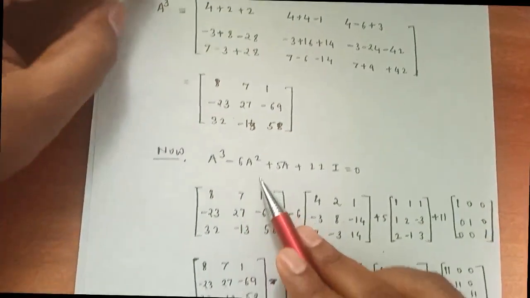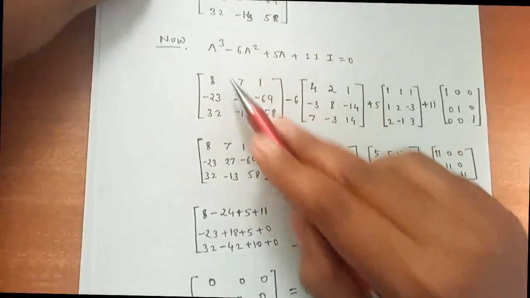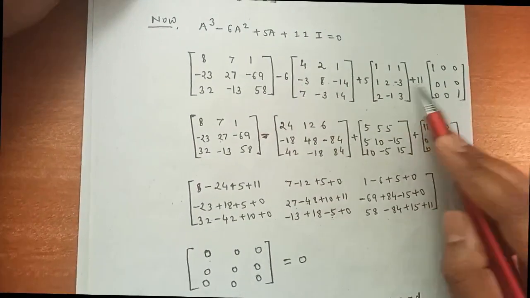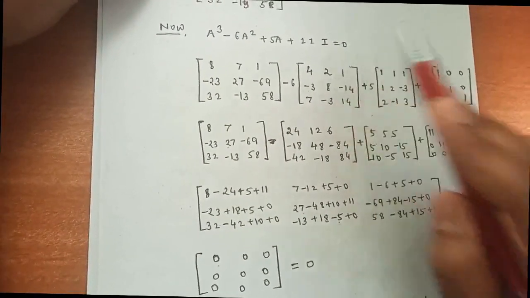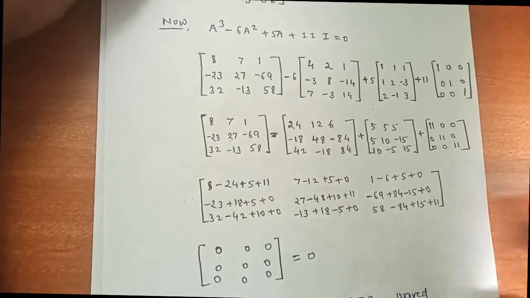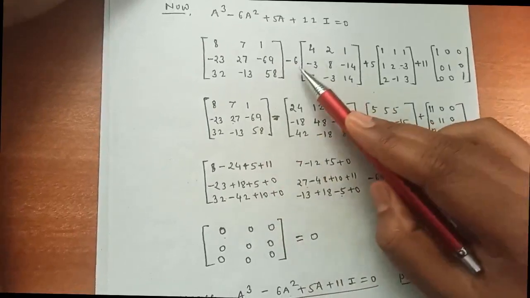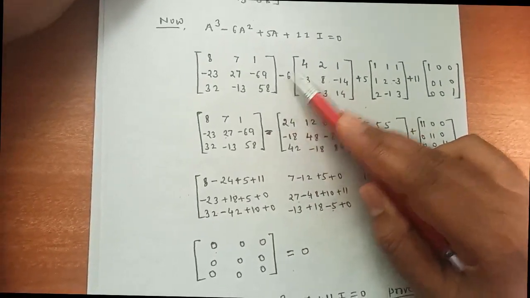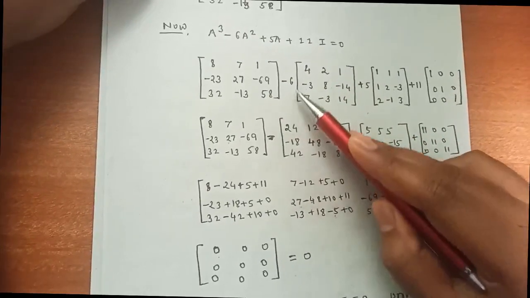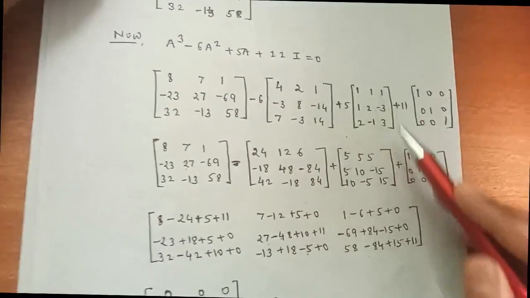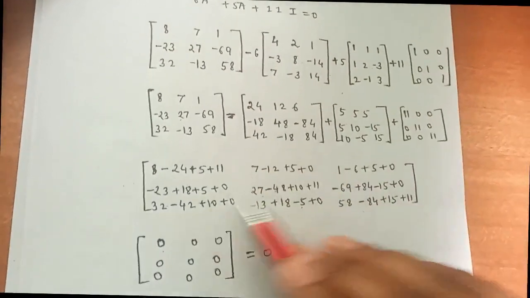So I will take the LHS. This is the A cube value minus 6 into A square plus 5 into A plus 11 into I. I means the identity matrix, which we know already: 1 0 0, 0 1 0, 0 0 1. This is a matrix, take it as it is. Multiply 6 inside. So minus 6 into 4. Don't multiply the minus sign, keep minus as it is and multiply with the 6 only. So 6 into 4 is 24, 6 2s are 12, 6 1s are 6. So multiply everything, here also 5, here also 11, and ultimately add everything.